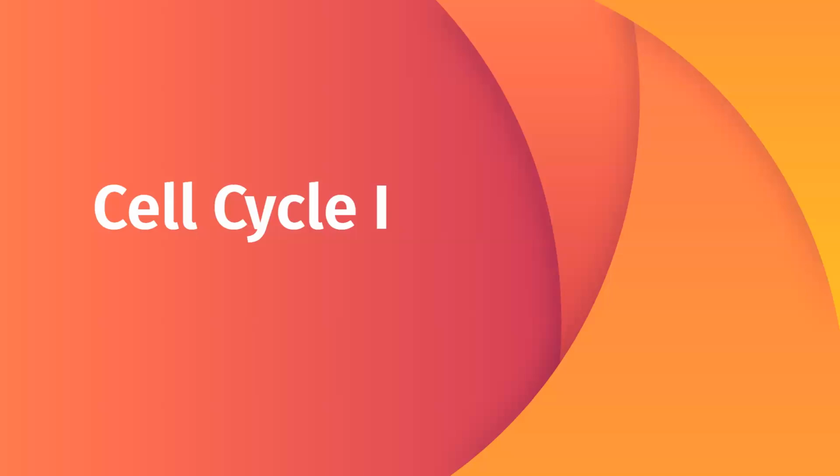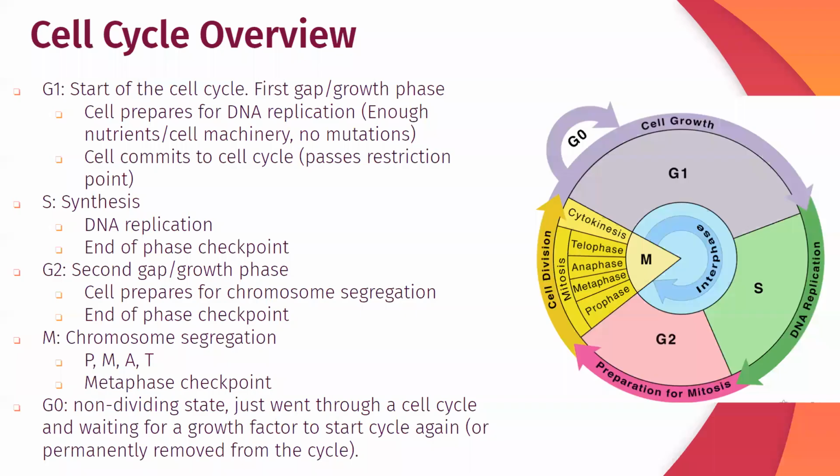All right, so today's review will only go over the first stage of the cell cycle, and then Antonio's and Gabe's on Sunday will go more in depth on the second part. So, cell cycle overview. You go from G1 to S to G2 to M, or to G0. G1 is the start of the cell cycle. It is the growth phase, so the cell is preparing for DNA replication. It's checking for enough nutrients, enough cell machinery, to see if the DNA has no mutations, to see if everything is functional and optimal for division to occur.